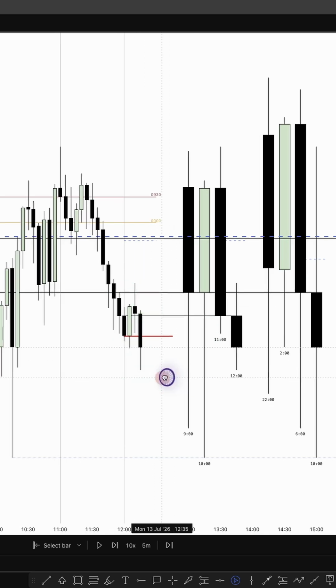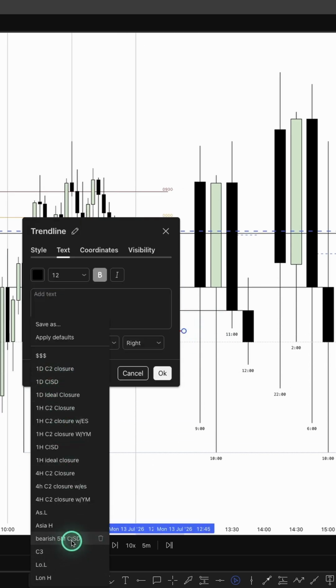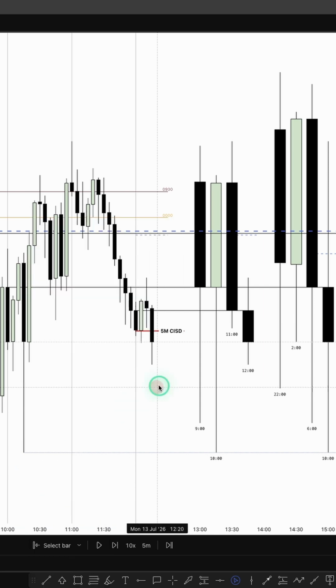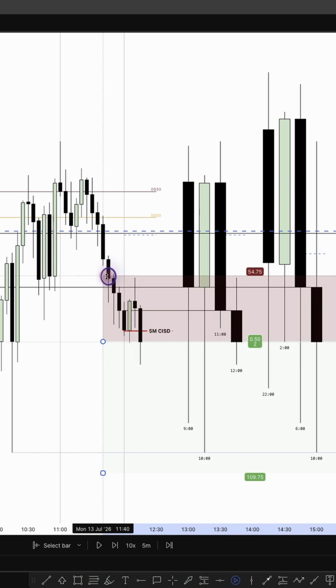So now we have what we want here. We have our bearish 5 minute change in state of delivery, CISD. You can enter your position now. It's a short. You can enter here, put your stop here at the swing high, and then shoot for 2R, which 2R could be around here.